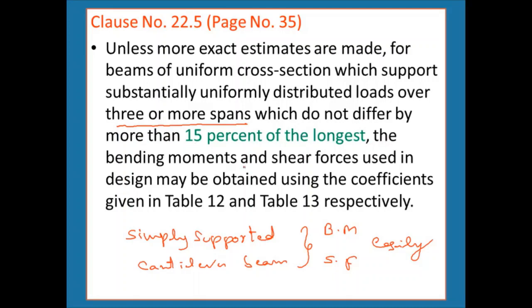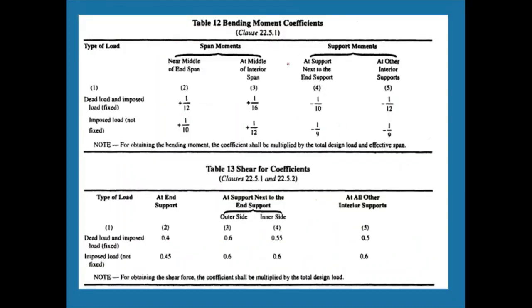In that condition, bending moment and shear force used in design may be obtained using the coefficients given in Table 12 and Table 13. Because the continuous beam is an indeterminate structure, determining the bending moment coefficients every time takes a long time. That's why the IS code suggests bending moment coefficients and shear coefficients here.